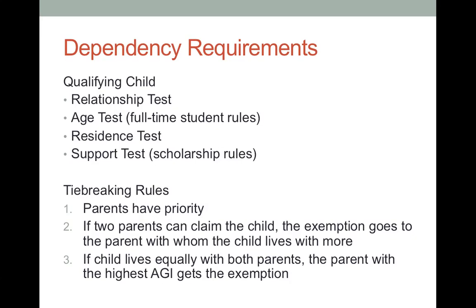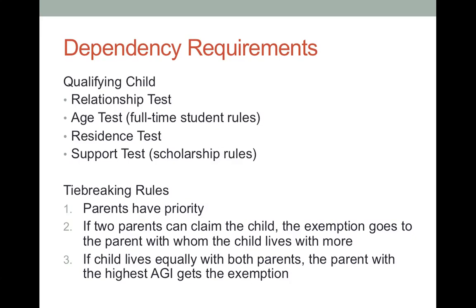The last test is a support test. Remember that to claim someone as a child, the way we interpret the support test is that the child cannot provide more than half of his or her own support. So to claim someone as a child, you do not have to provide half of the support yourself. They cannot provide half of their own support. So that's how we interpret the support test for a qualifying child.